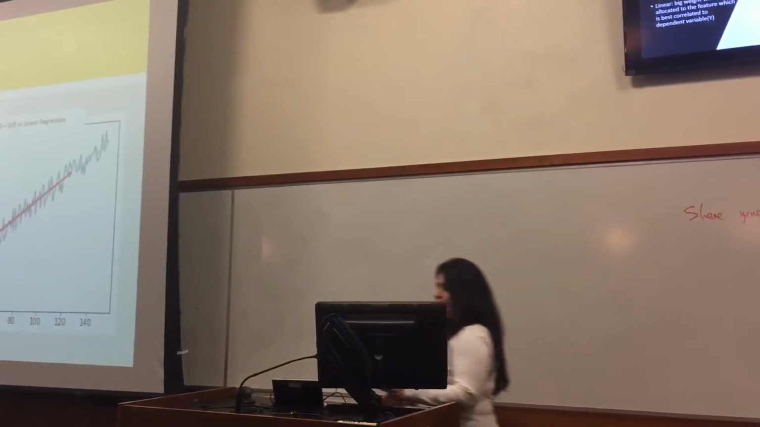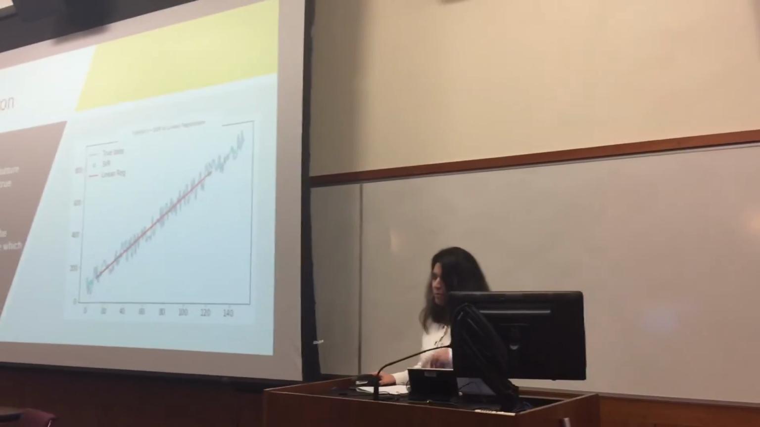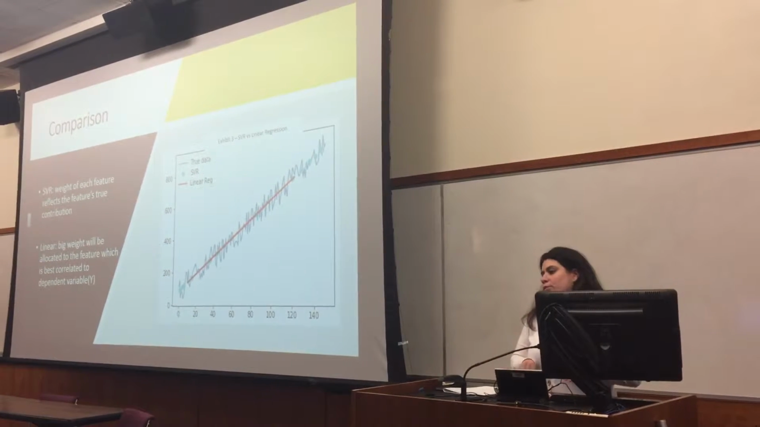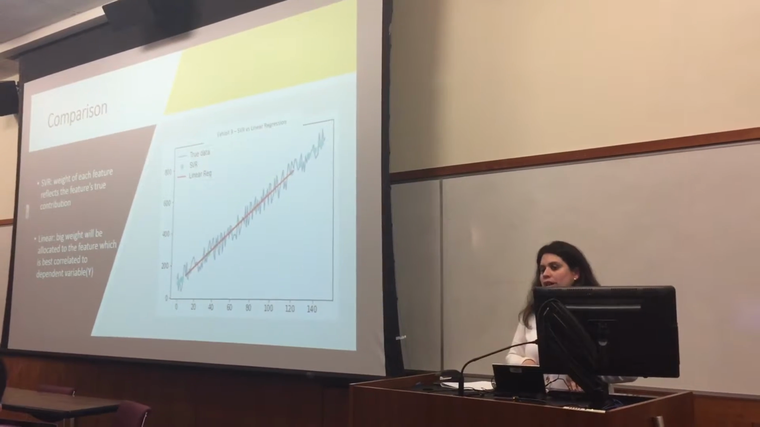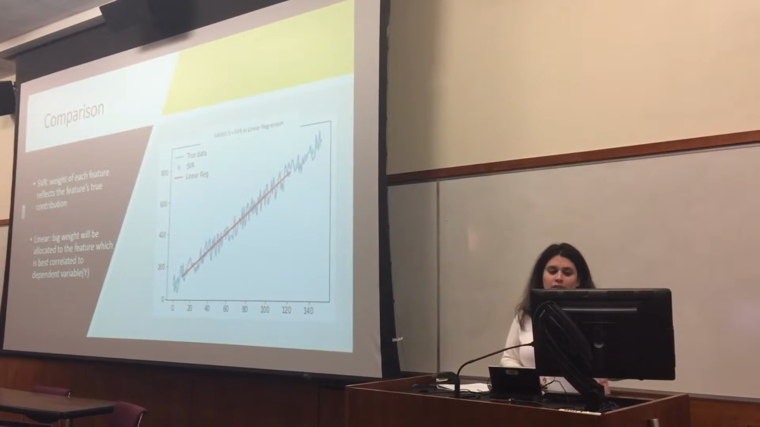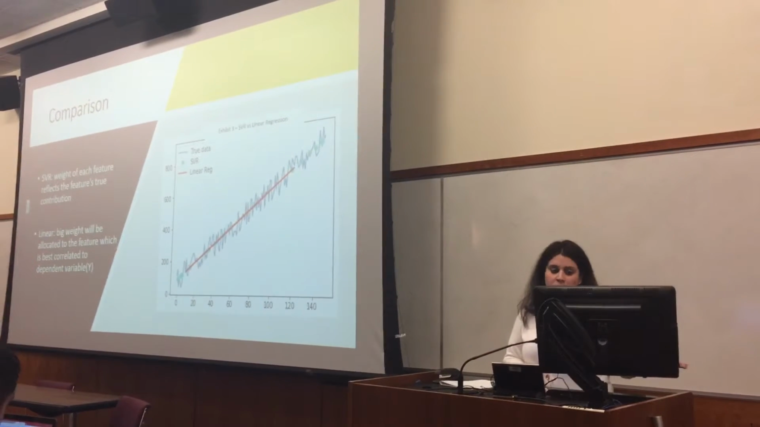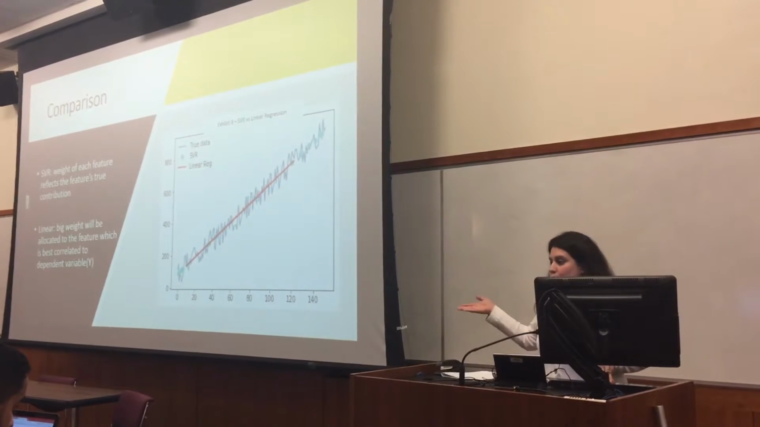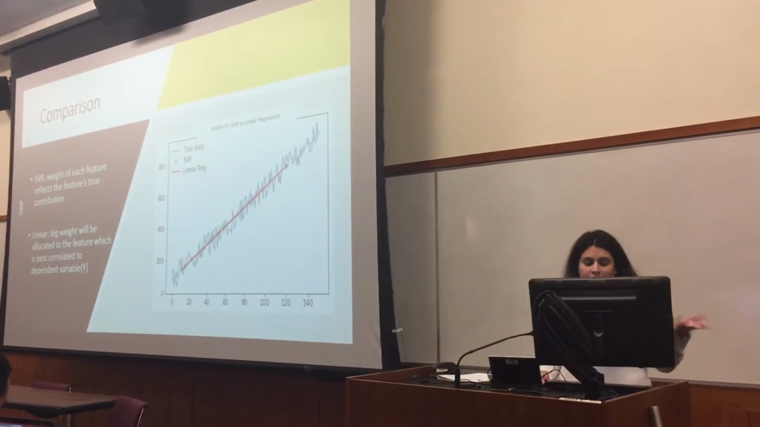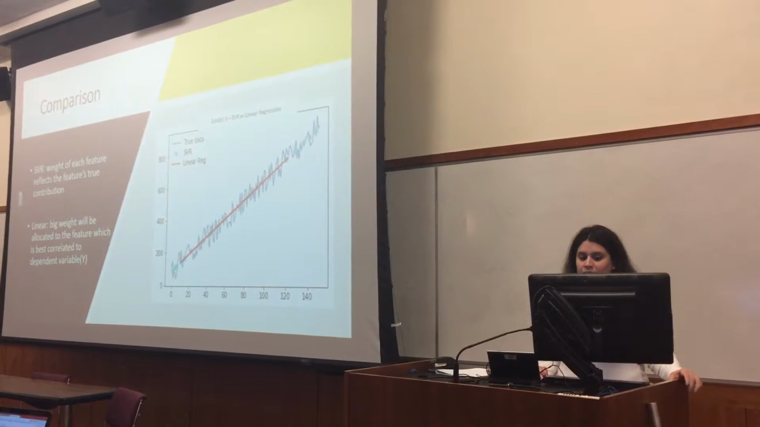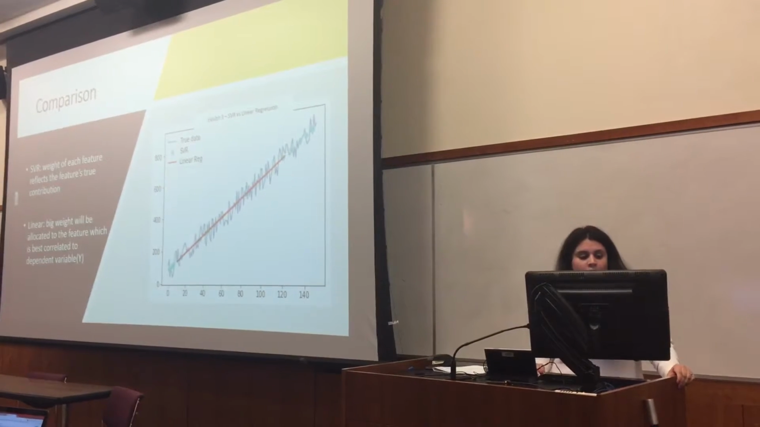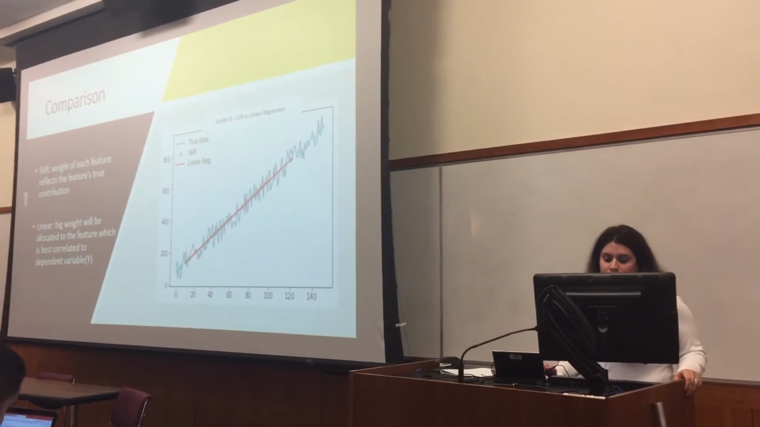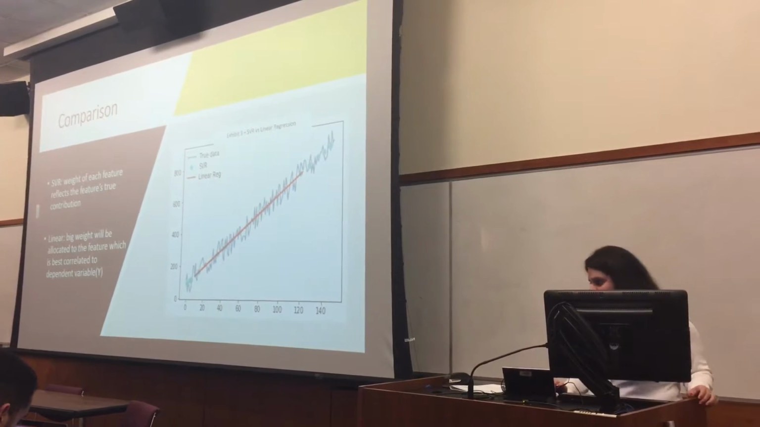So good evening, everyone. For the purpose of our project, we explained a little bit about linear regression. We did SVR regression, and the purpose of that was to create a comparison between both. So here we have the plot of one of our codes. We have here that in the SVR, the weight of each feature reflects the feature's true contribution. And in the linear one, big weights will be allocated to the feature which is best correlated to the dependent variable.